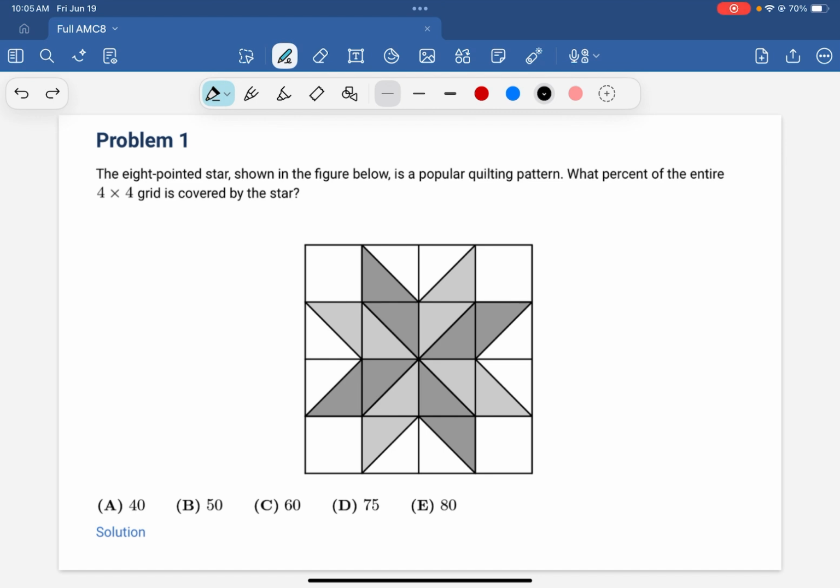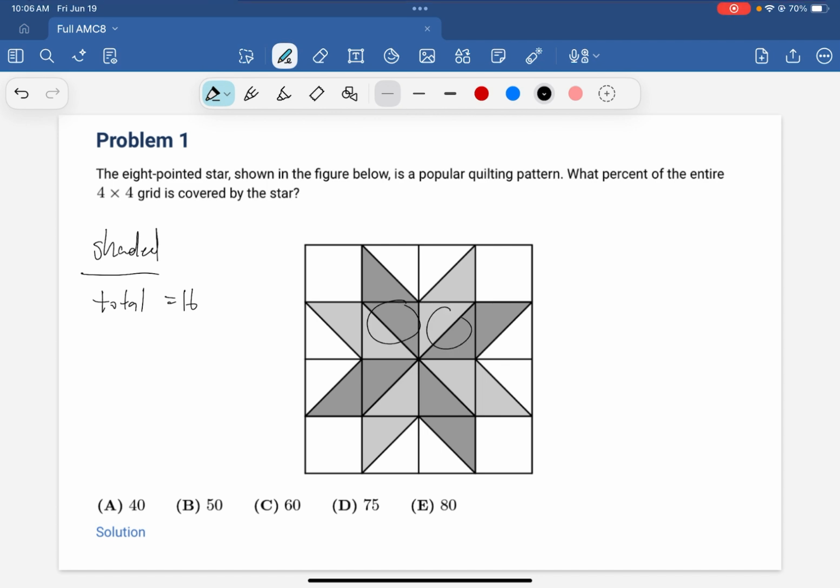Problem 1. The 8-pointed star shown in the figure below is a popular quilting pattern. What percent of the entire 4x4 grid is covered by the star? So we want to find the shaded over the total area. So the total is going to be 16. And the shaded, we can just count them.